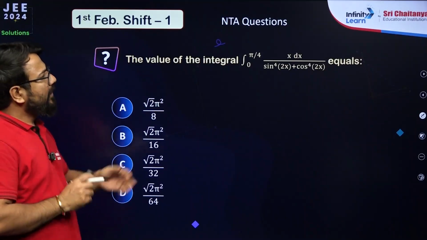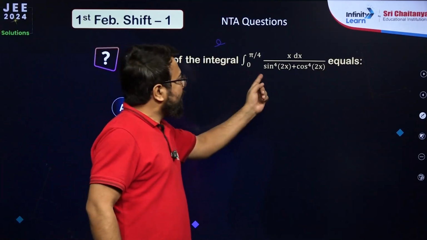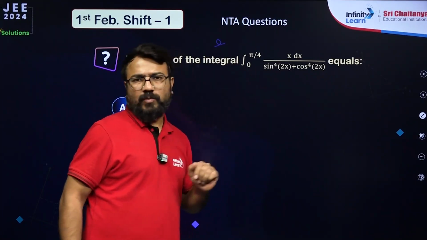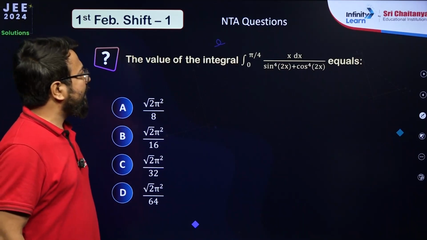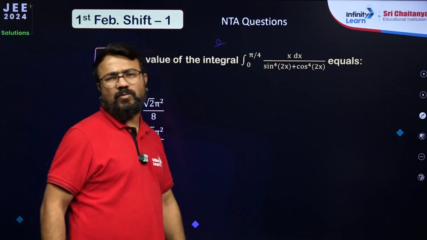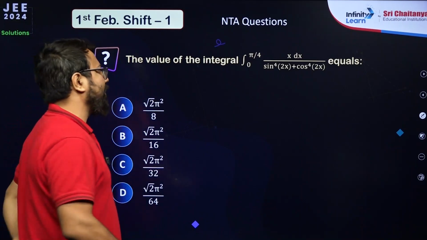Integral from 0 to pi by 4 of x dx over sine 2x raised to the power 4 plus cos 2x raised to the power 4. So how can we do this question? My dear students, can we remove x from here? Yes, it is quite easy to remove x from here. How can we remove that?